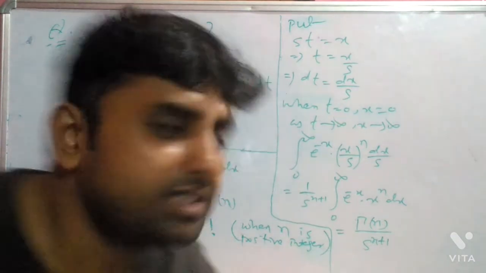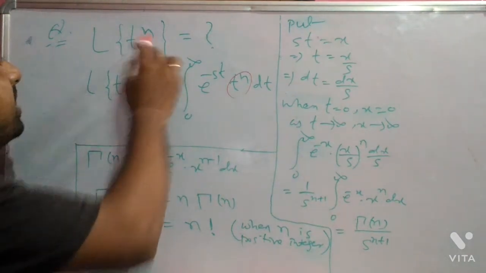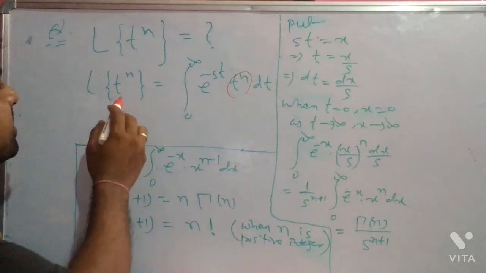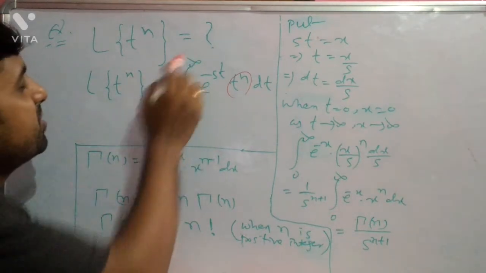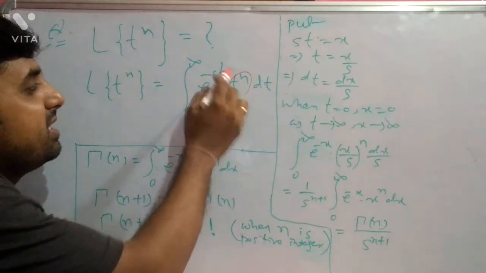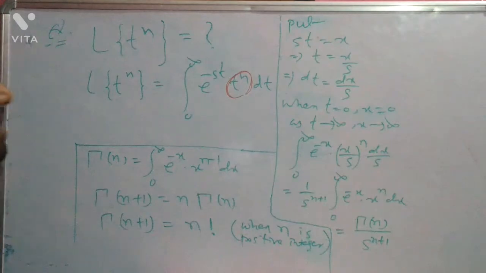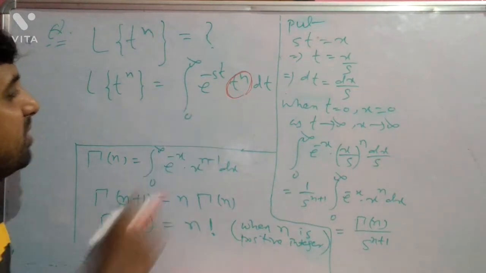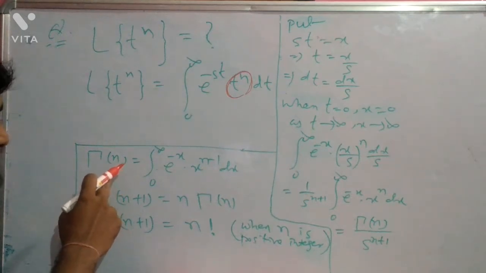So first question is, what is Laplace of t to the power n? By definition, we know that Laplace of t to the power n is integration from 0 to infinity e to the power minus st into t to the power n dt. To solve this, we have to know something about the gamma function.